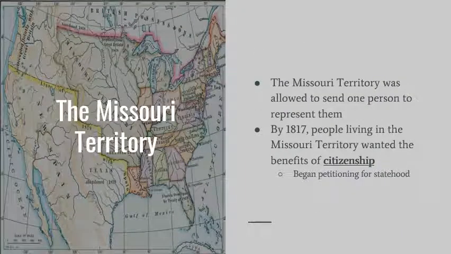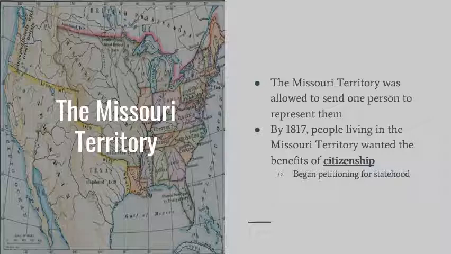The people of the Missouri Territory were allowed to send one person to represent them in Congress. And in 1817, the people chose John Scott, who was a respected lawyer. However, as more and more people moved to Missouri, they wanted greater control over decisions made about the area. They also wanted a stronger voice in Congress and the benefits of citizenship in the United States. So they began to petition for statehood, and in 1818, John Scott asked Congress to make Missouri a state.